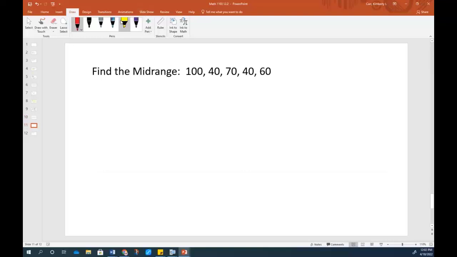If we have this listing, and you want to find the mid-range, the lowest value anywhere on this list is 40. The highest value on this list is 100. We're going to have 140 divided by 2, which means the mid-range is 70.